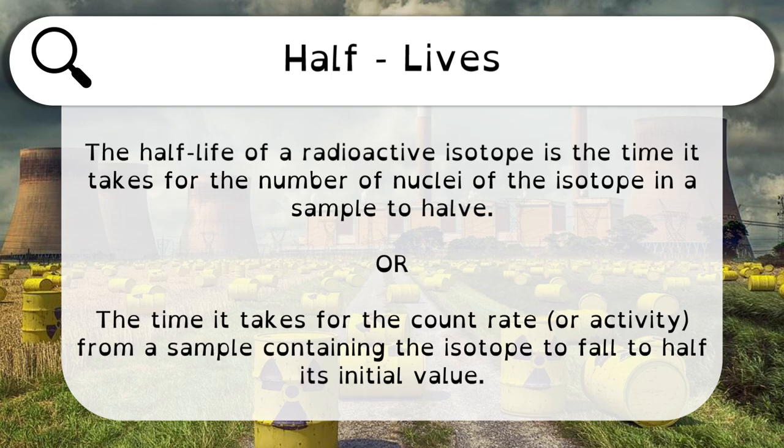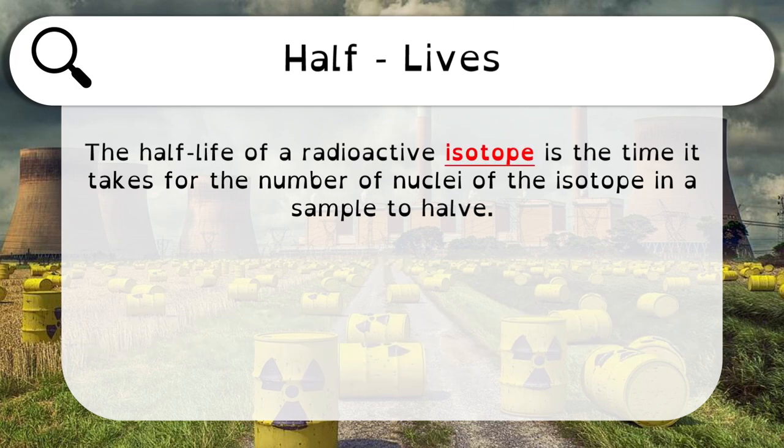Although there's a second definition, and that is the time it takes for the count rate or activity from a sample containing the isotope to fall to half its initial value. Either way, it's the time that it takes for half of the radioactive nuclei to decay. I've underlined the word isotope here just because it's one of those words that people do get confused about, and there's a separate video on this topic that's available for you to watch.